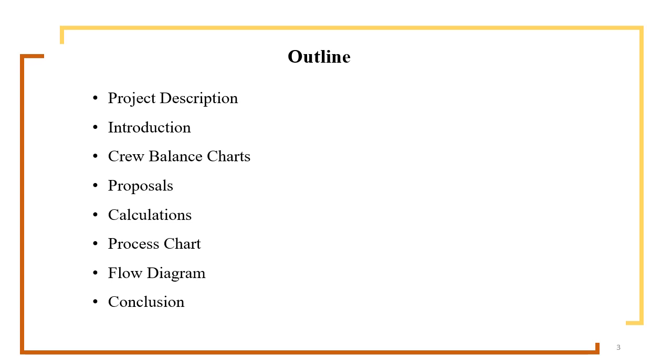Outline of this presentation. First, the description of the project will be given, and after that I'm going to introduce the case we chose to study for this project. Then we go to the main part of this presentation, which is crew balance charts and 3 proposals that were provided by our group for increasing the project's productivity. Then we have the calculations, followed by the process chart and flow diagram of the project. And at the end, in conclusion, we will suggest which proposal is the best in our minds and why.